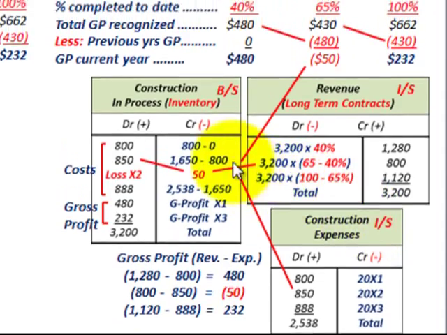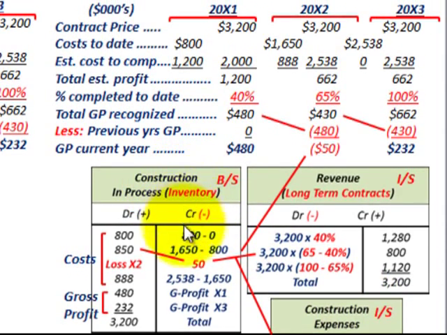So let's just go through it here and let's look at this loss. So what we would do, we'll first go through this loss, how we record it, and then we'll go through the rest of our numbers. So this $50 or $50,000 loss in 20x2, we would credit or we reduce our construction in process inventory account by that amount.